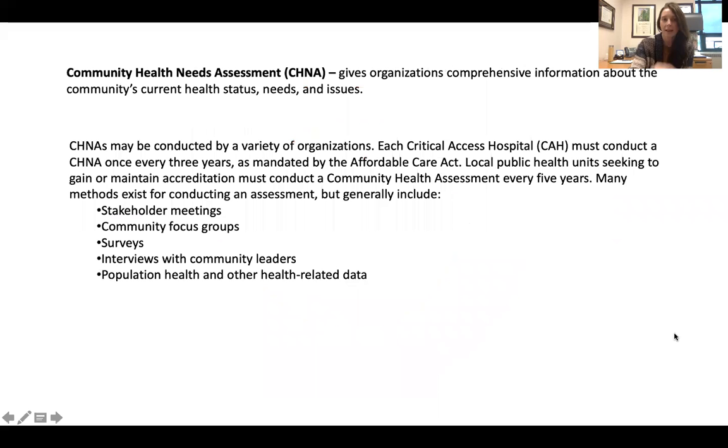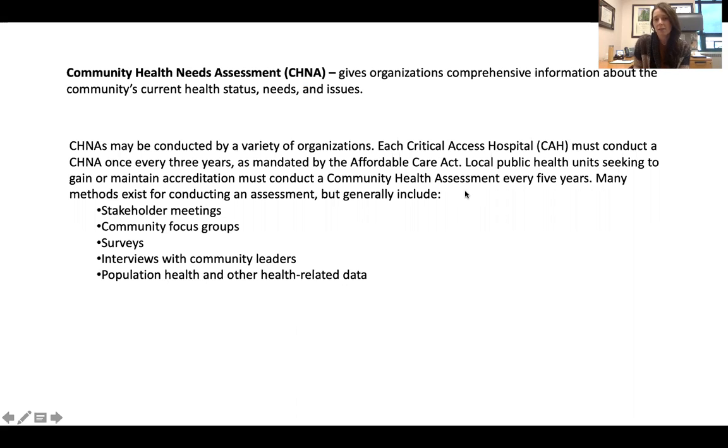In addition to thinking about population health this week, I also want you to be aware of community health needs assessments. So these are basically initiatives that the health system has to go through on a periodic basis. For critical access hospitals, a community health needs assessment has to be done once every 3 years. It was mandated by the Affordable Care Act.